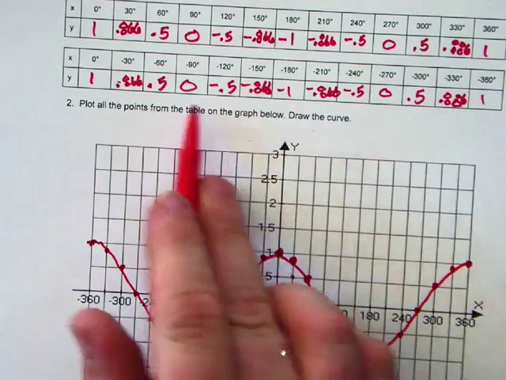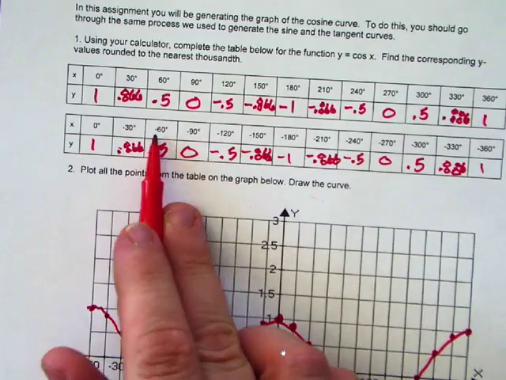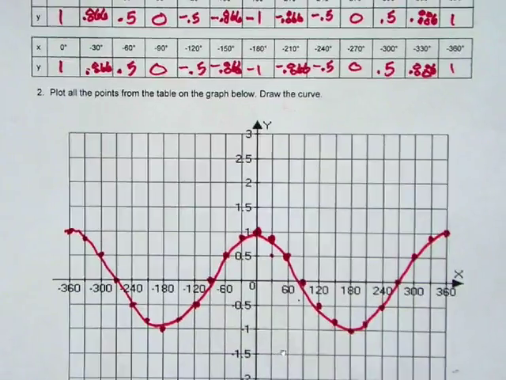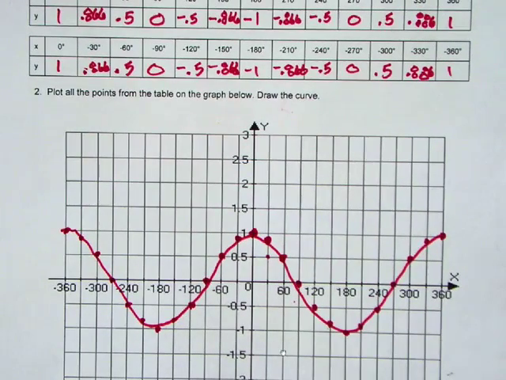And that's all you have to do. Plug in each degree for the cosine and see what it equals. And then just plot each point. And we see the graph of the cosine appear. So hopefully that helps you with number 2 on graphing a cosine. Let me know if you have any more questions.